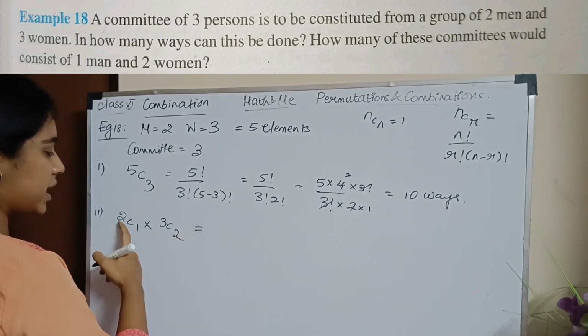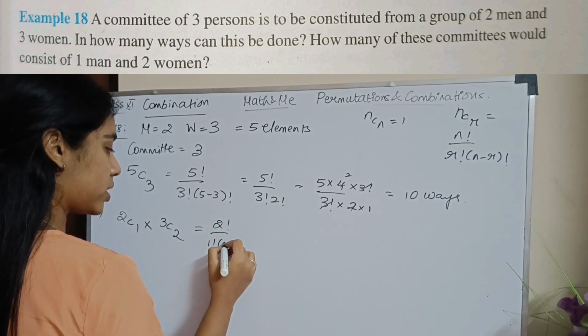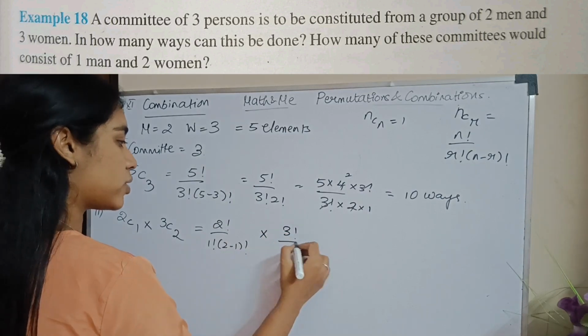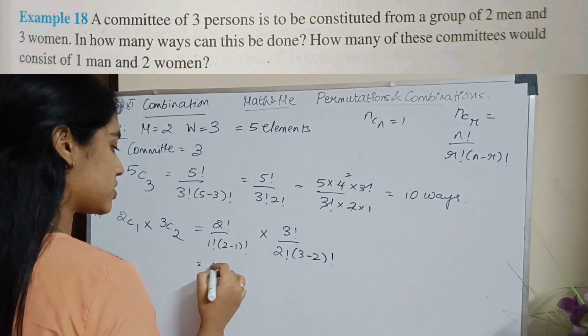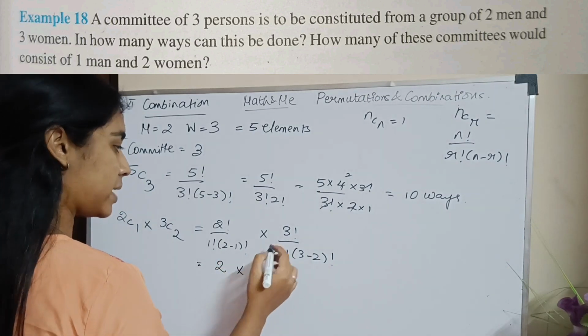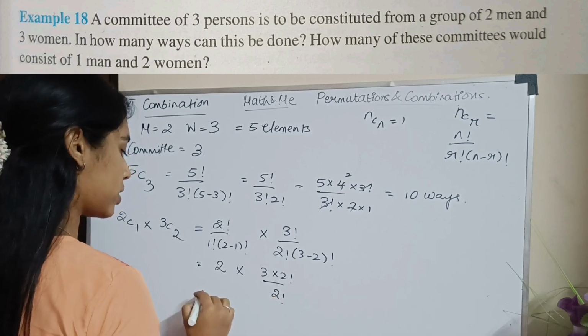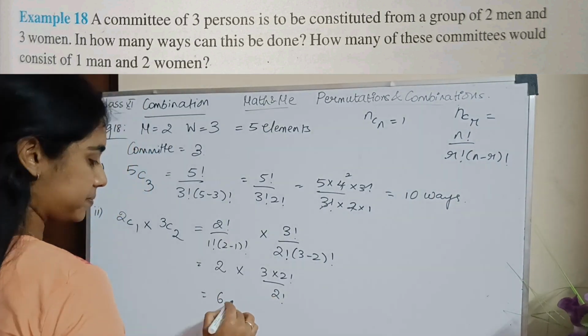So 2c1 and 3c2. 2c1 is 2 factorial divided by 1 factorial times 2 minus 1 factorial, and 3c2 is 3 factorial divided by 2 factorial times 3 minus 2. So this will be 2 times 3 into 2 factorial divided by 2 factorial. So this is 6. Okay. So it can be done in 6 ways.